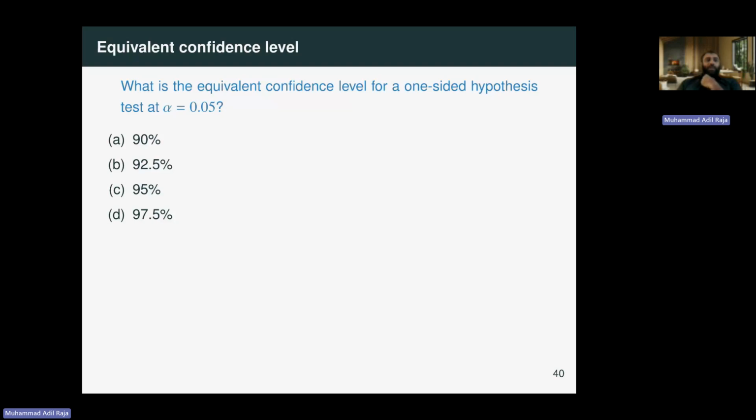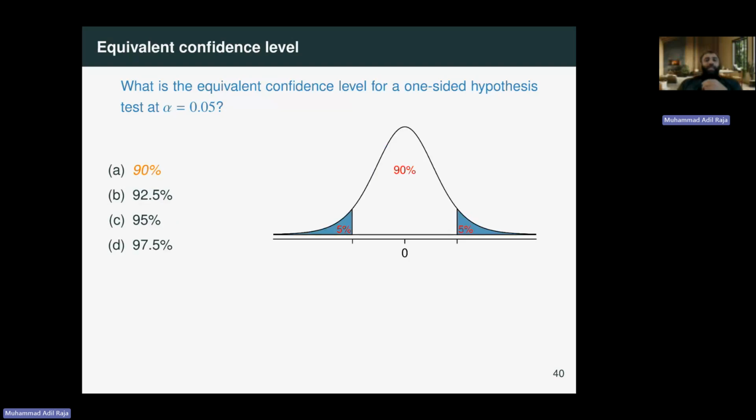And I said that if alpha is equal to 0.05, then the confidence level for a two-sided test is going to be 95%. And what is it going to be for a one-sided test? I'm also going to reiterate what a two-sided or a one-sided test means. So the answer to this question is 90%.